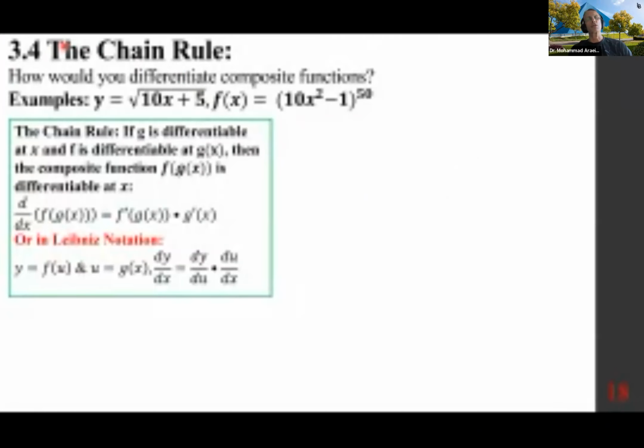Starting with the chain rule, section 3.4. How would you differentiate composite functions such as y equals the square root of 10x plus 5, or f of x equals (10x squared minus 1) to the power of 50?